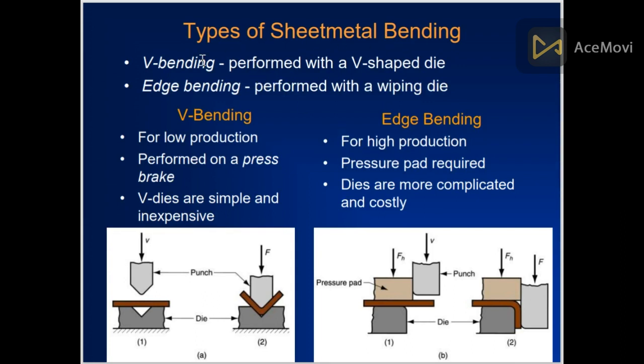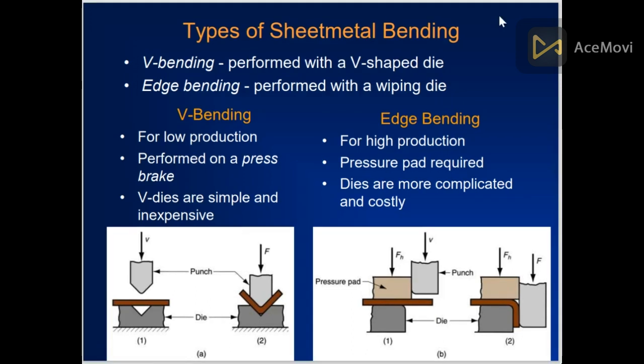Types of sheet metal bending. There are two types: V bending, performed with a V-shaped die, and edge bending, performed with a wiping die. V bending is for low production, performed on the press brake. V dies are simple and inexpensive. This is the V die. When force is applied on it, the sheet is converted into the angle that is given in the V.